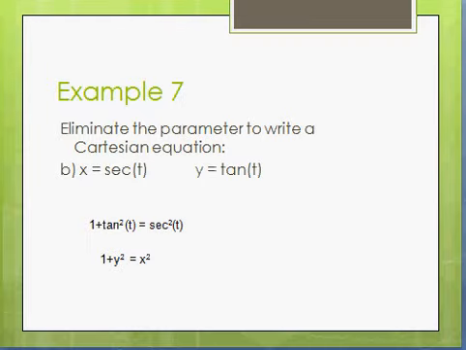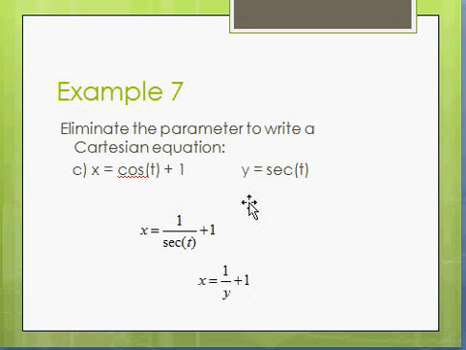Okay, one more example in our notes. We've got x is cosine t plus 1, y equals secant t. Kind of like the last one, we've got trigonometry, so we can't just solve for t easily. But let's see how they relate. Cosine is 1 over secant, so x is 1 over secant of t plus 1. And then secant is y, so x equals 1 over y plus 1.